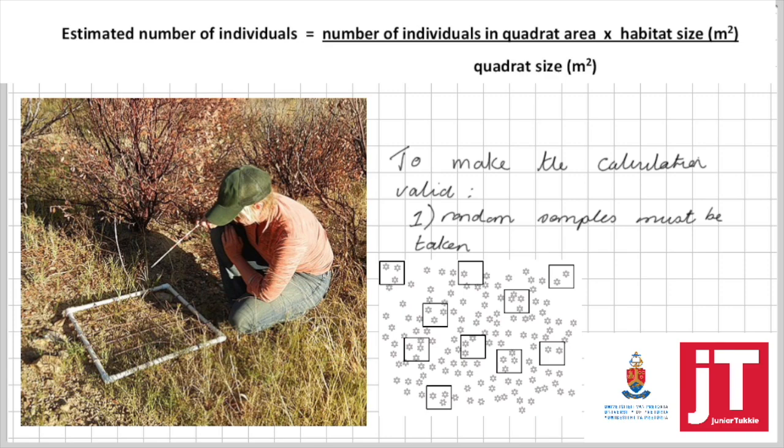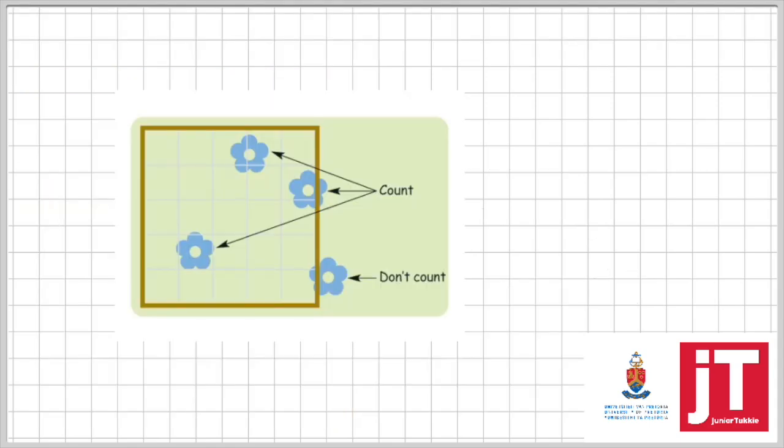So random samples are taken for this area, and then we're going to look at applying the formula that you see at the top of your screen at the moment. You can see the whole area is covered by our quadrats randomly. So here is one quadrat. This just shows you how we're going to be counting the individuals within the quadrat size.